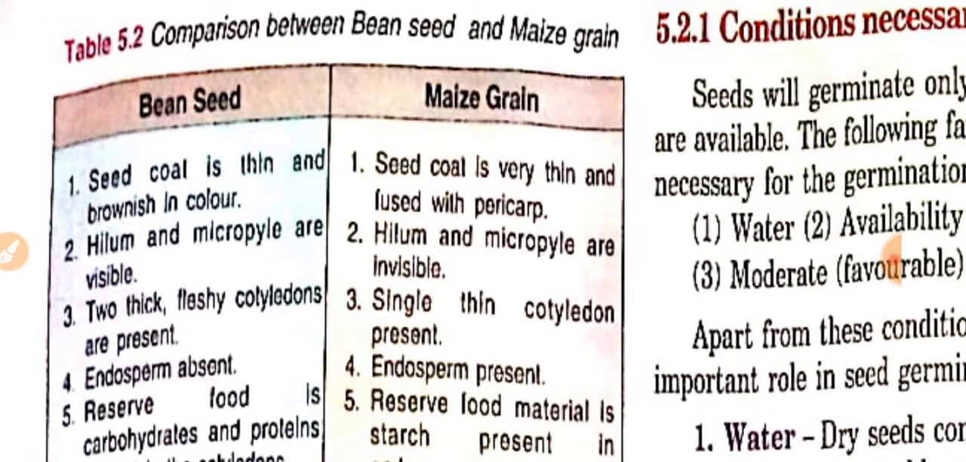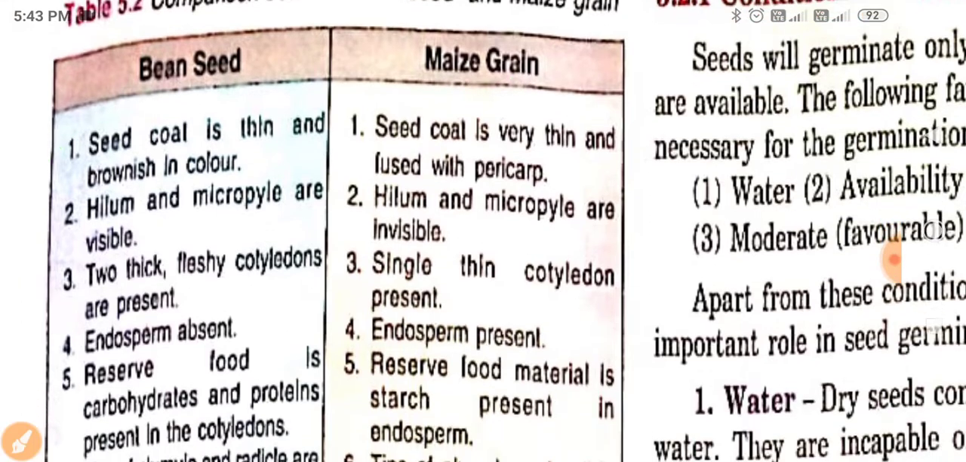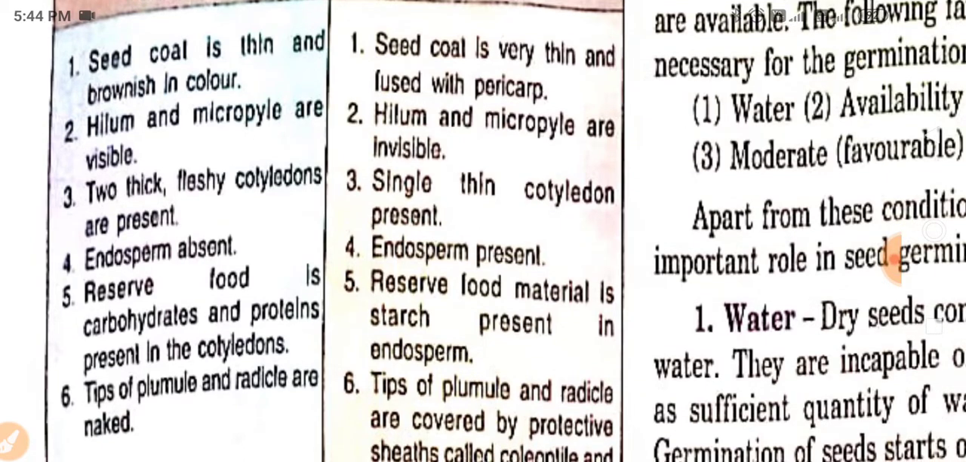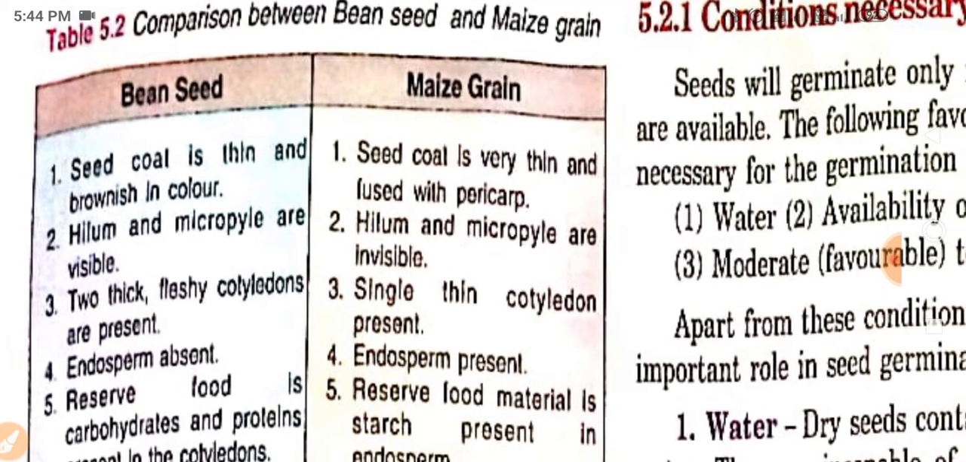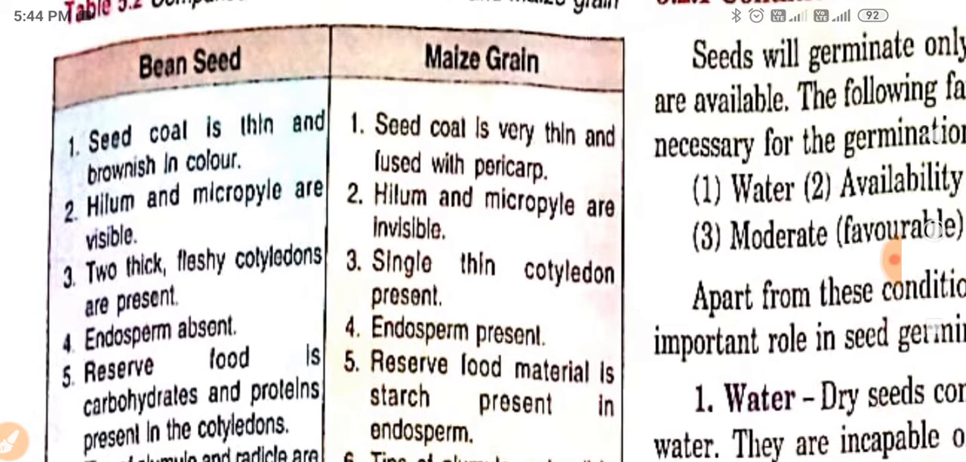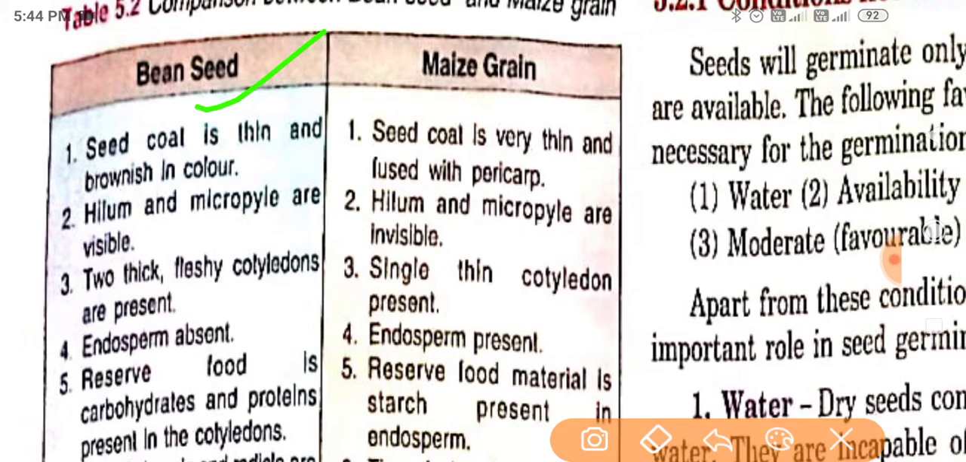So first, the seed coat is thin and brownish in color in bean seed, and the seed coat is very thin and fused with pericarp in maize grain. Hilum and micropyle are visible in bean seed, but hilum and micropyle are invisible in maize grain. Two thick, fleshy cotyledons are present in bean. A single thin cotyledon is present in maize because it is a monocotyledon, as you know. Endosperm is absent, which means the bean seed is non-endospermic, but the maize grain is endospermic.